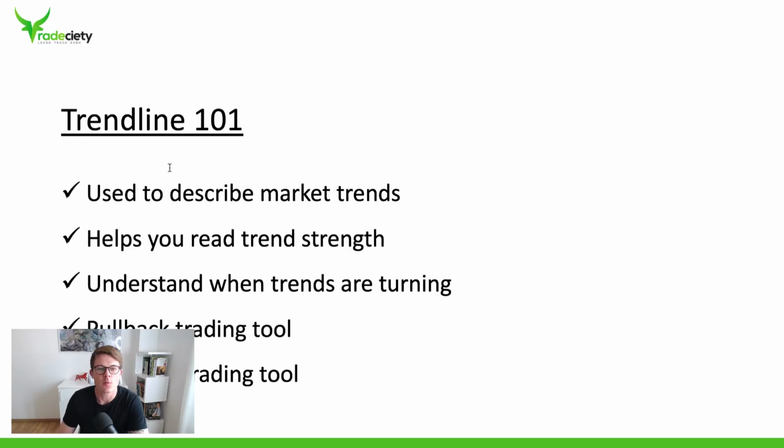So Trendline 101: what are trend lines and how do you use them? Trend lines, as the name suggests, are used to describe market trends. They help you to read the strength of a market. Is a trend losing strength, is it gaining strength, or is it a stable trend? It will also help you to understand when trends are turning, so when the uptrend is over and it's likely to reverse into a downward trend. It can be used for pullback trading, and it can also be used for breakout trading, as we will see.